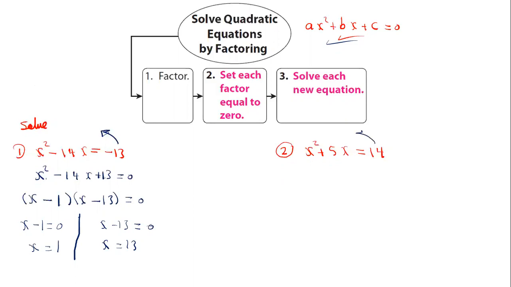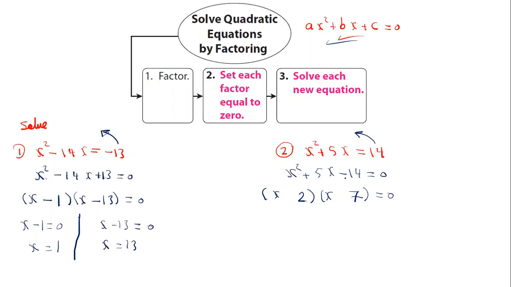I have to move 14 to the other side. So x squared plus 5x minus 14 equals 0, because I moved 14, so 14 converts into negative, and here nothing, so 0. Open two brackets. X squared will be x times x. 14, two numbers. What are the two numbers? Their product is 14, their difference is 5. Yes, 2 times 7. 2 times 7 is 14. 7 minus 2 is 5.